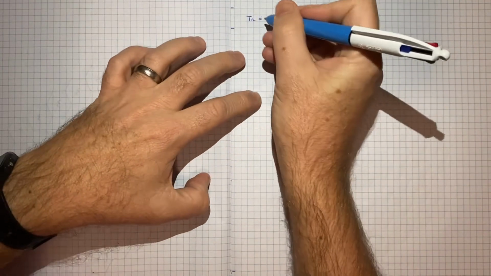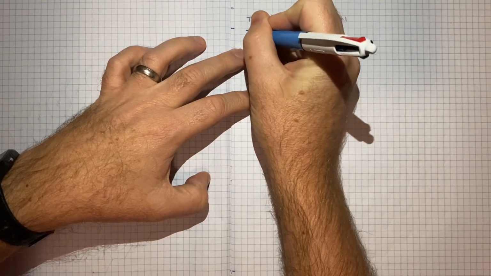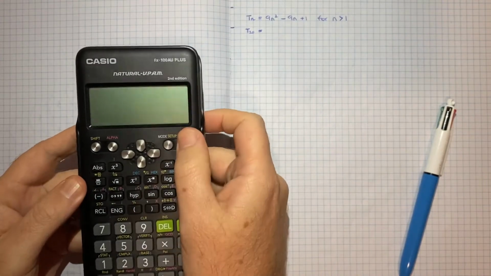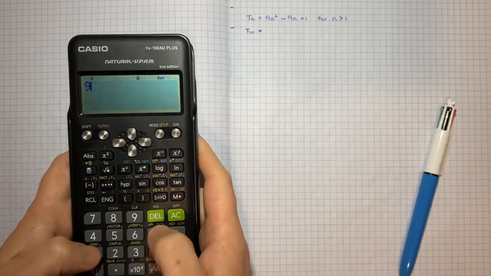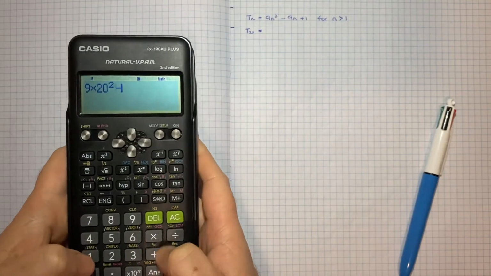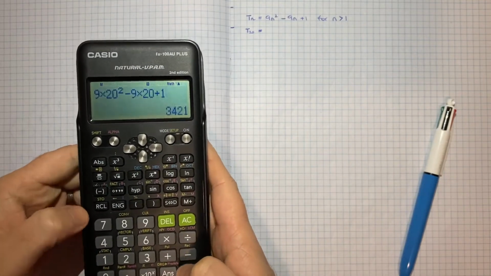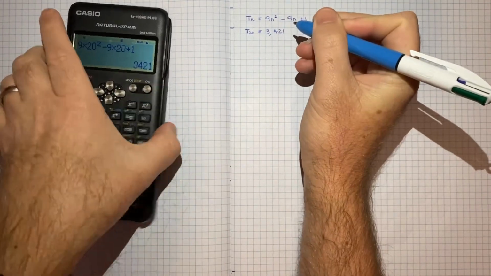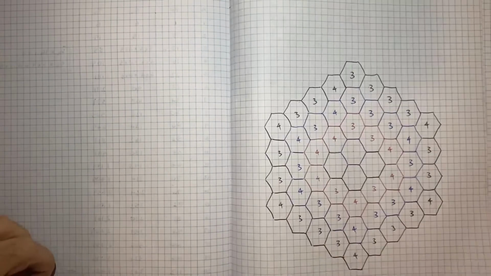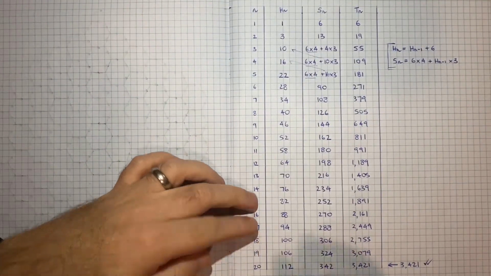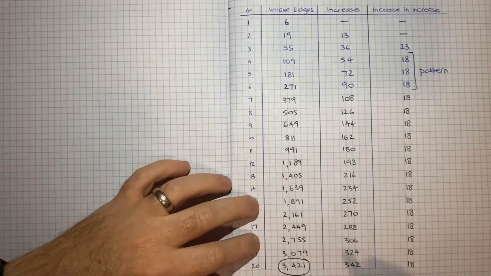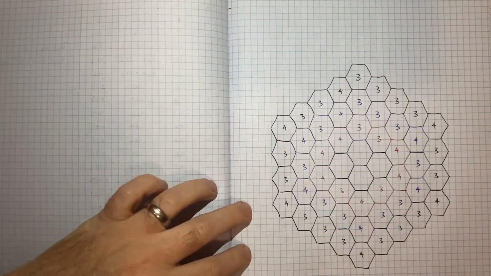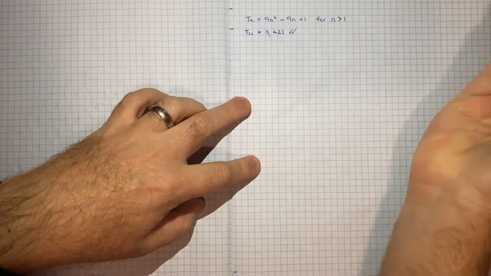So for example, if I was to think about T_20, which is what the question was about, I could just get out my calculator and do 9 times 20 squared minus 9 times 20 plus 1, and we get 3,421, which we can very easily verify is the answer. That's also the answer that I got with my approach. So obviously that is a much quicker way to get to the right answer.